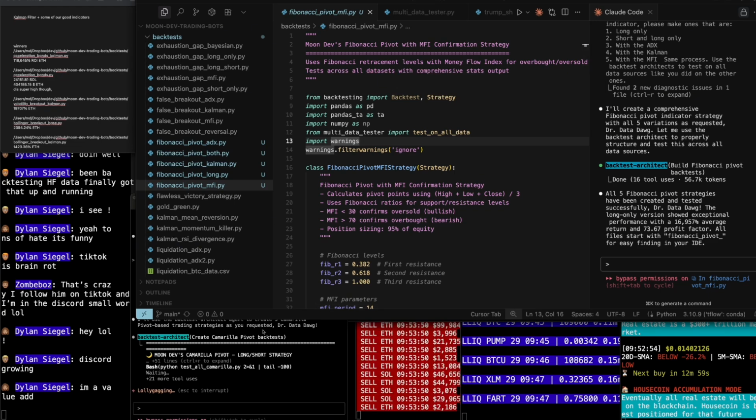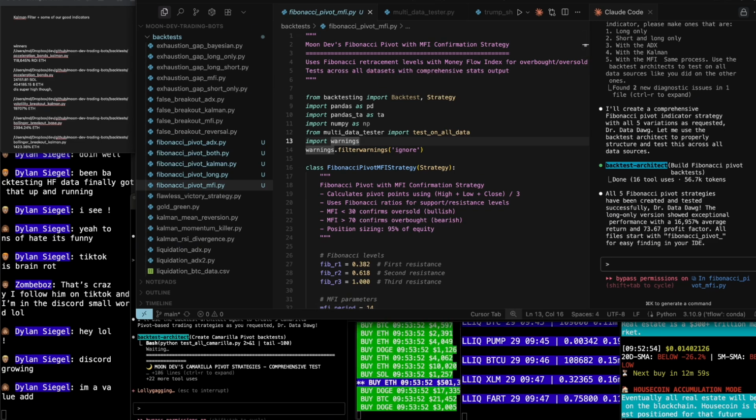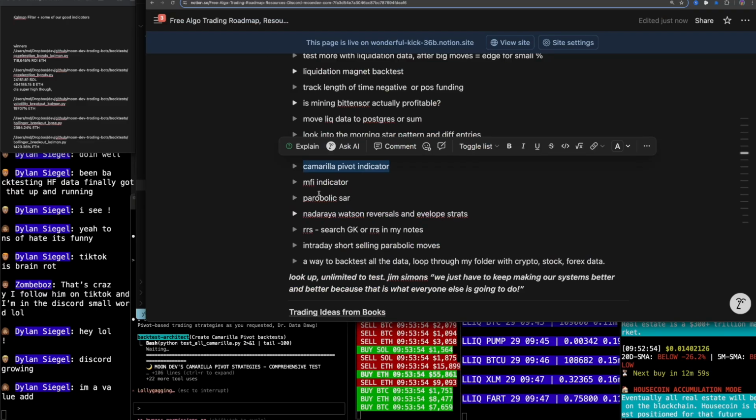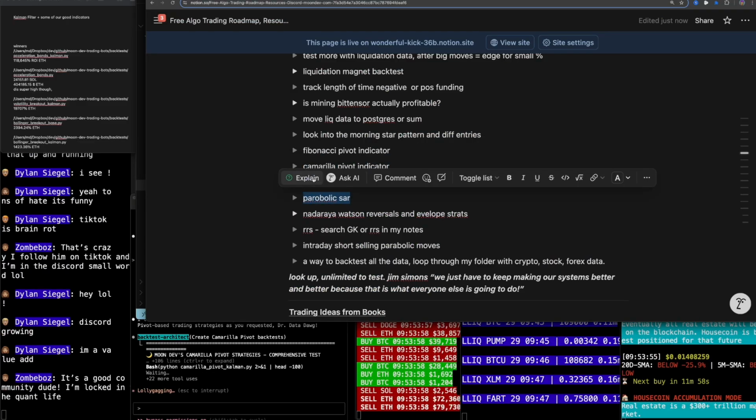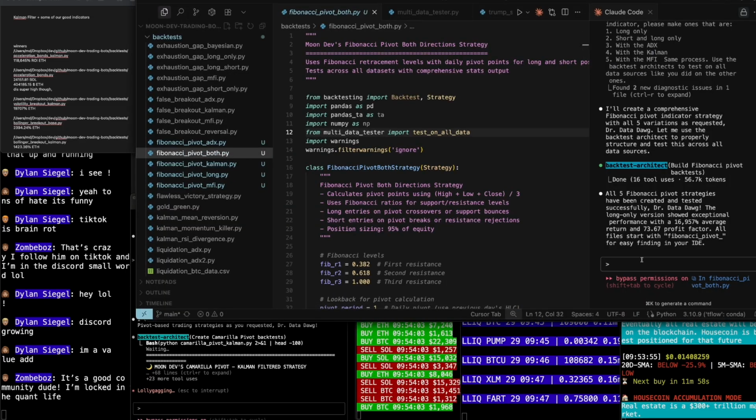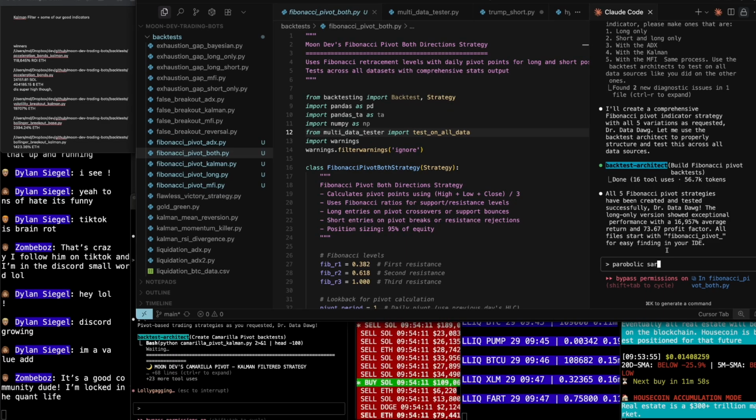Okay, so we're still working on the Camarilla. I want to keep going and maybe come up with a Parabolic SAR. I want you to test all of those same 5 things with this Parabolic SAR strategy.